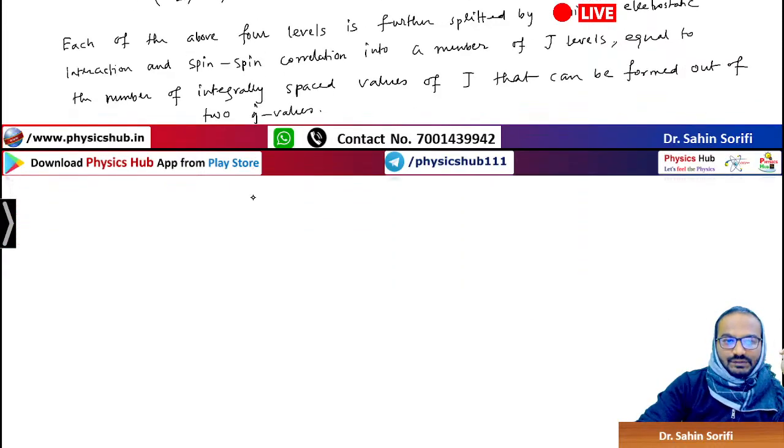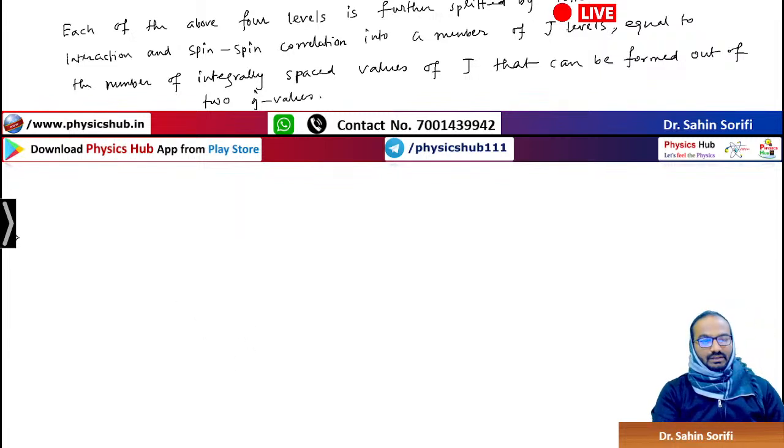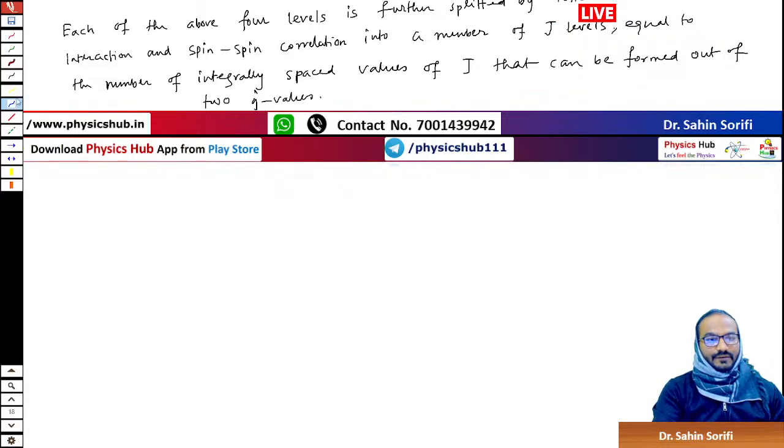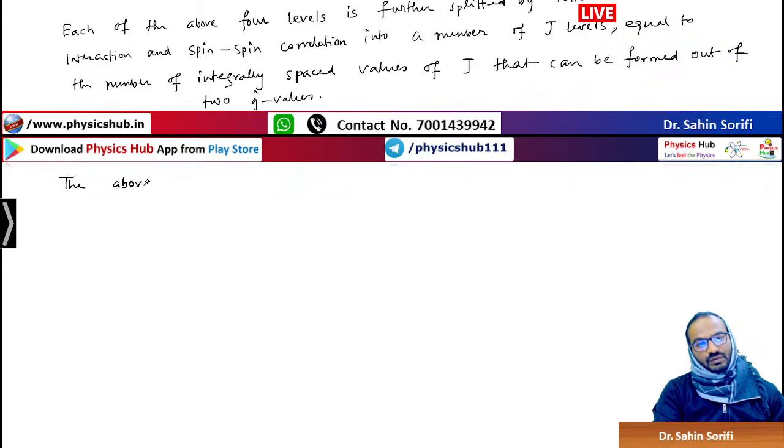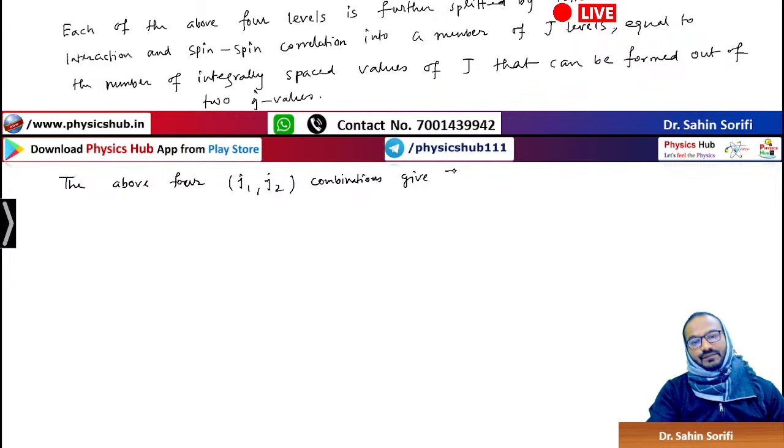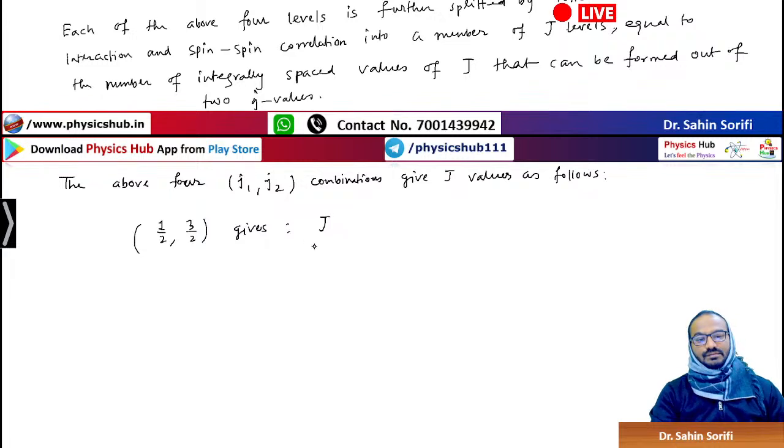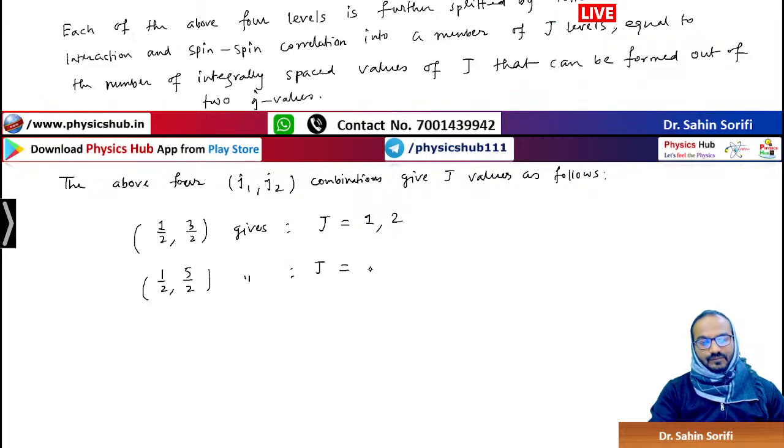So what we have got? We have got these 4 J1 J2 combinations. From these J1 J2 combinations, we will get the capital J values. The above 4 J1 J2 combinations give J values as follows. You see, half 3/2. What does it give you? You have to form the minimum out of it with modulus and maximum out of it. So half and 3/2. What is the minimum? 3/2 minus half, that is 1. 3/2 plus half, 2. Half 5/2 gives J equals 2 and 3.